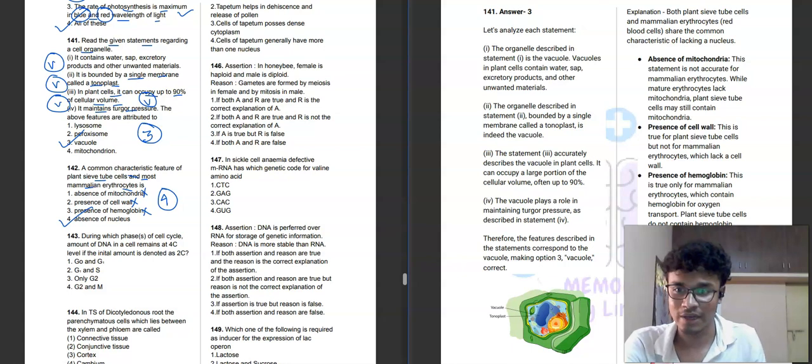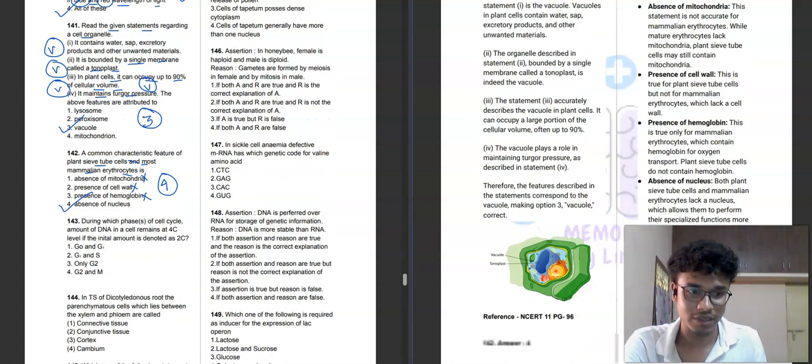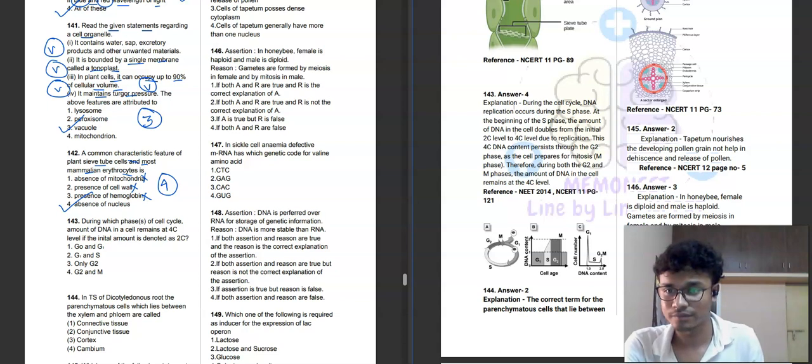So fourth option will be our correct answer for this question. Moving towards the next question, 143.